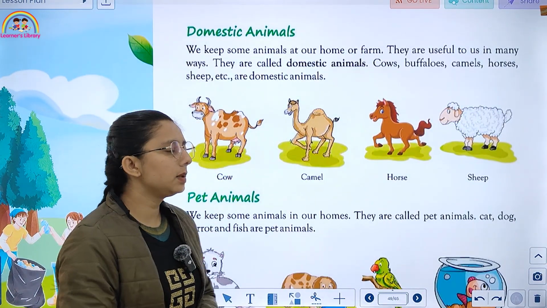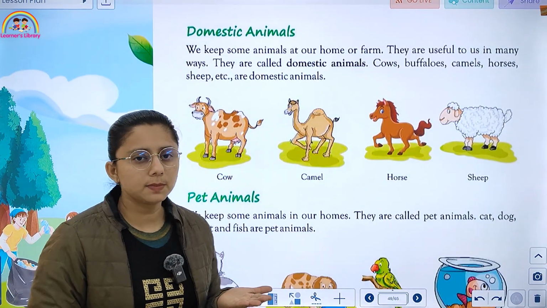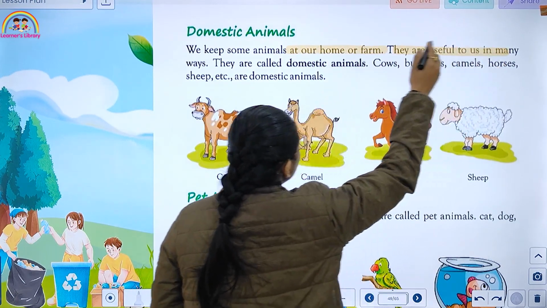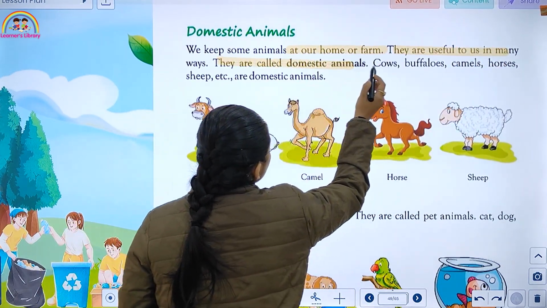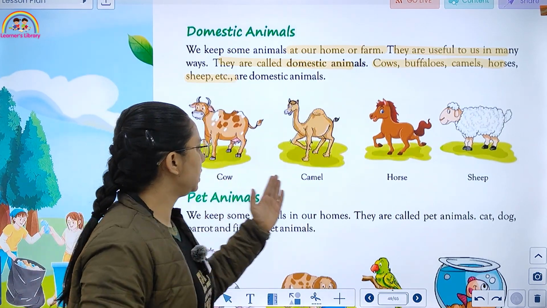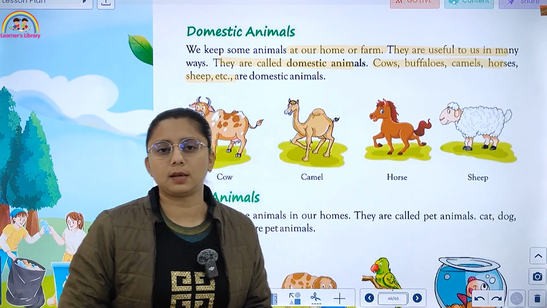Next we have domestic animal, जो हमारे घर पे रहते हैं, हमारे farms में रहते हैं. So some animals at our home and our farm, they are useful to us in many ways. They are called domestic animals like cow, buffalo, camel, horses, sheep. What are these? These all are your domestic animals.